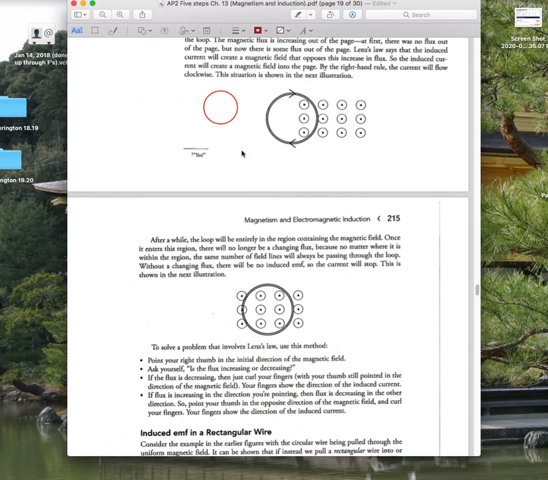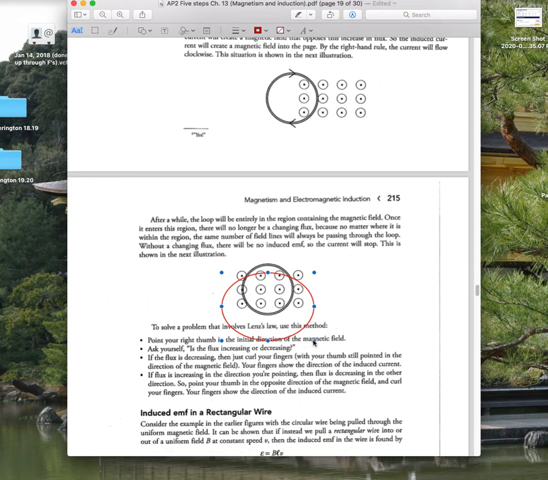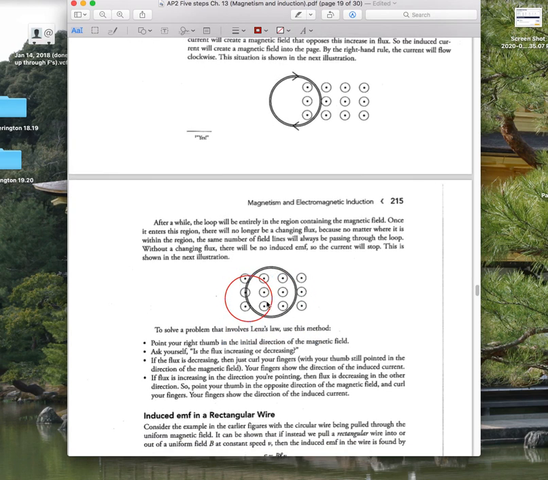Now if I move down here, it's not letting me do that, that's annoying. Nope, still not letting me do that. Okay, I'll do it again. So now if I'm down here, completely in the field, whether I'm moving or not, the flux isn't changing. No change in flux, no current.